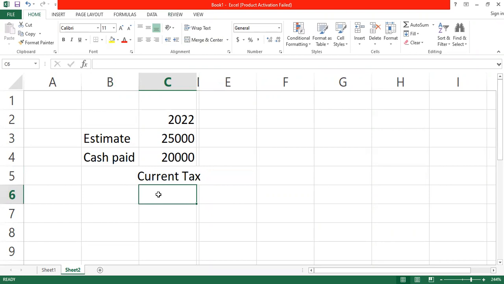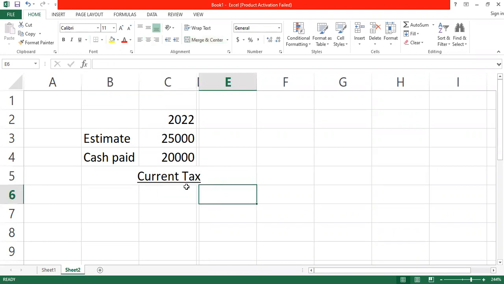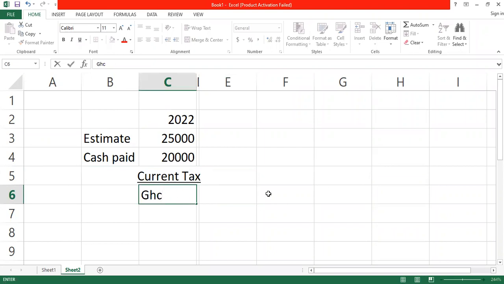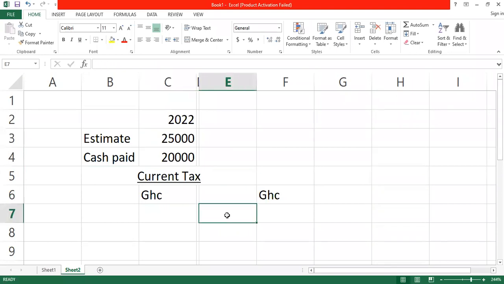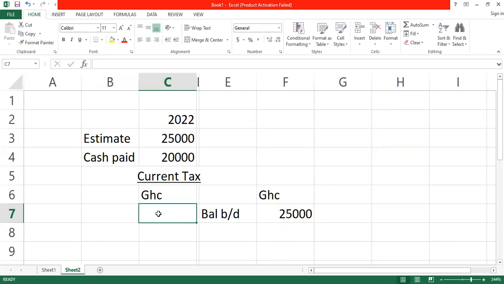Okay. So we are going to have the debit should be where? Let me put the currency sign here, and here. So the estimate is a liability, isn't it? Yes. So the liability will be on the credit side, a credit balance, which will be 25,000. Are we okay? Yes. So if you pay, what will happen? What will be the double entry if you pay?